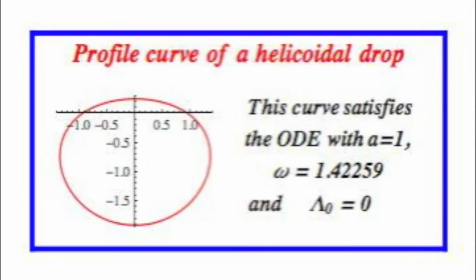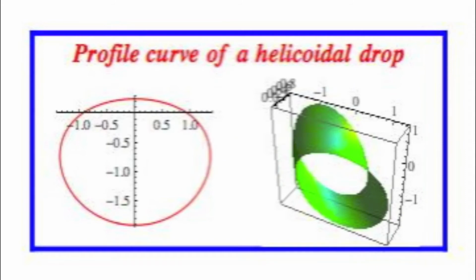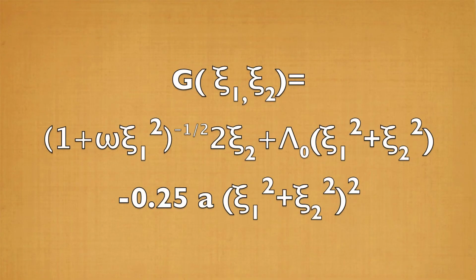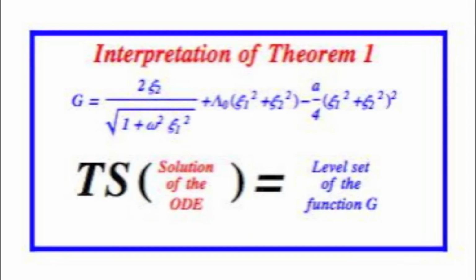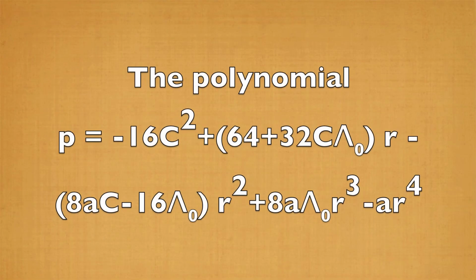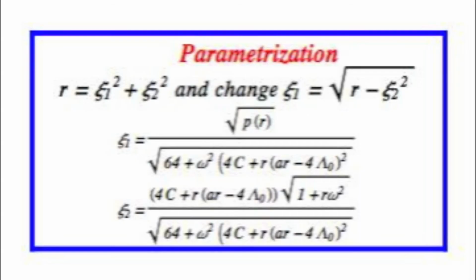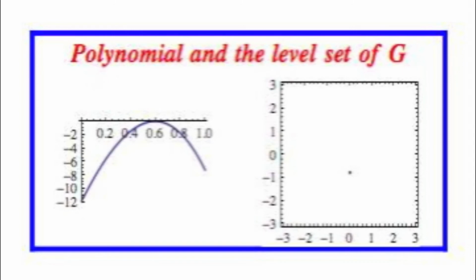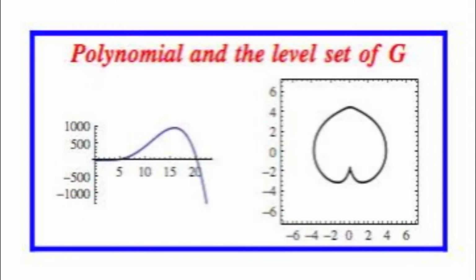Here is a solution of the rotating drop equation. If we define G in this way, we get that the profile curve of a helicoidal surface satisfies the rotational drop equation if and only if its TreadmillSled is contained in the level set of the function G. This polynomial will help us to understand all the level sets of G. From this parametrization, we get that we need to classify all the roots of the polynomial P. The following images show the relation between the polynomial P and the level set of G.